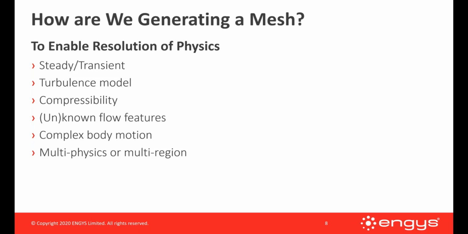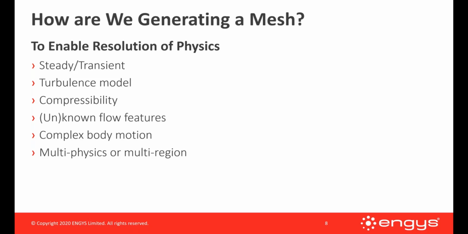Compressibility. Compressibility is a big thing that we need to think about when we're actually generating a mesh. So is there going to be a shock wave? Where are these shock diamonds coming off the back of this nozzle? So we need to be able to refine, either we refine directly on the shock transition itself, or we need to be able to just refine in that region as a whole.